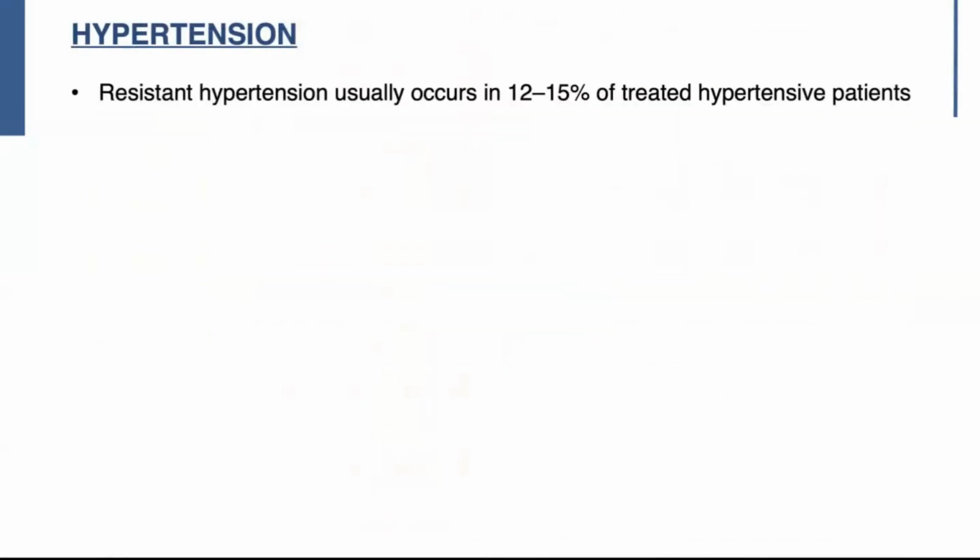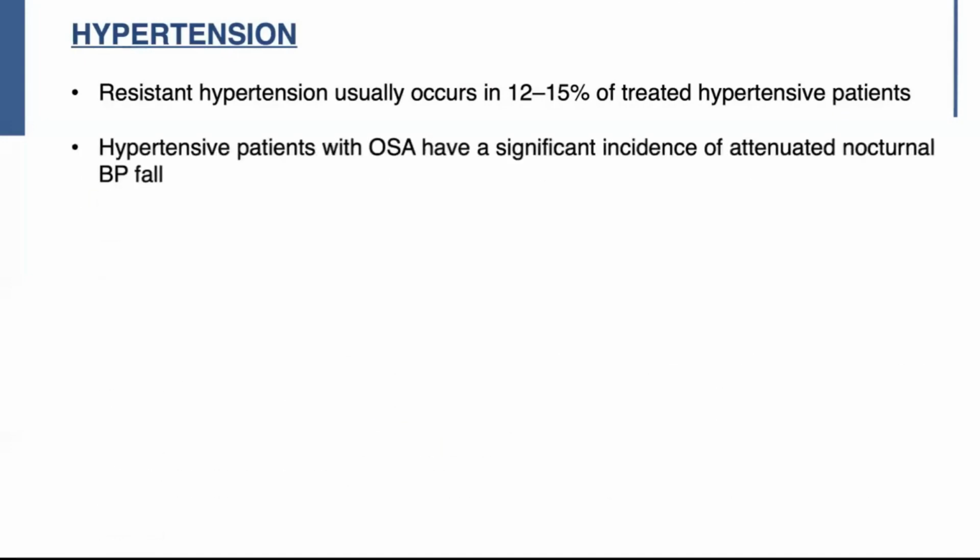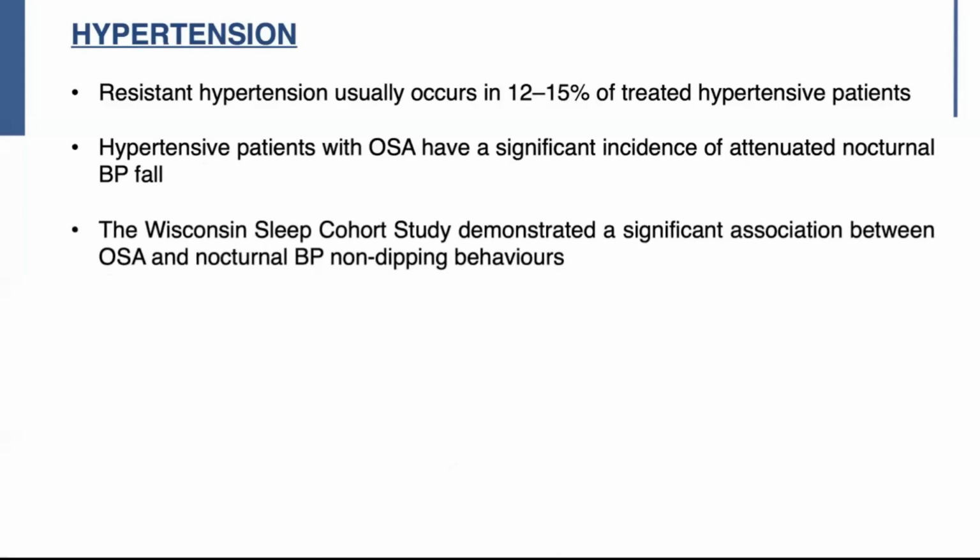One of the other things is that many patients present with resistant hypertension, in which at least 3 different antihypertensives are needed, and despite that we may not be able to achieve control. And in hypertensive patients with OSA, it has been seen that there is a significant incidence of attenuated nocturnal BP fall. That is a normal physiological fall that is seen. It is attenuated in these patients.